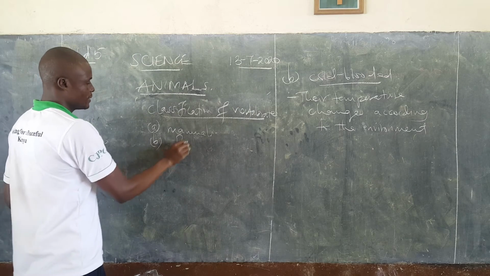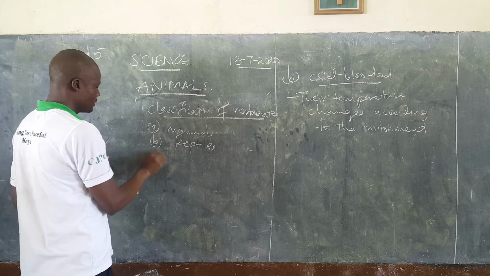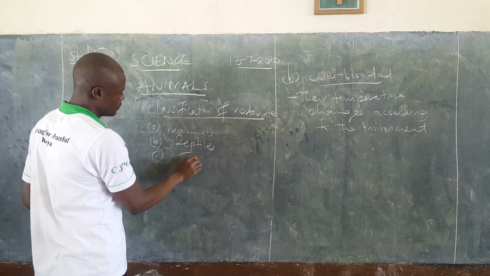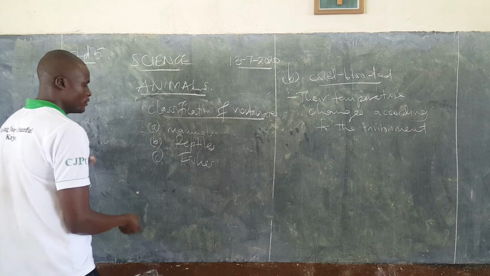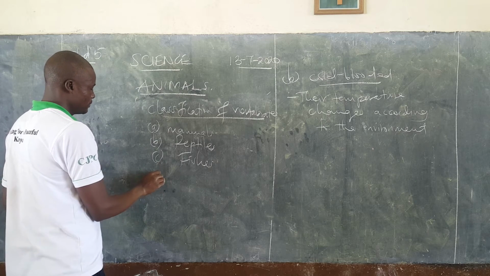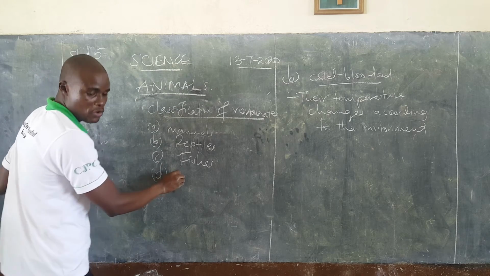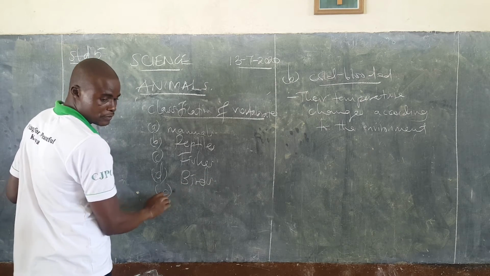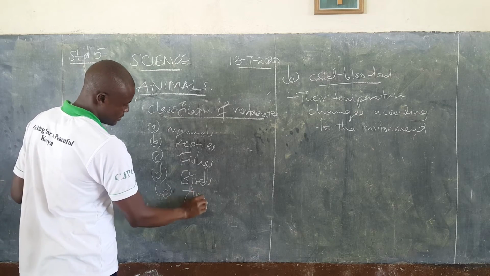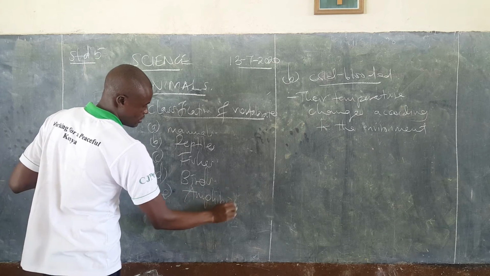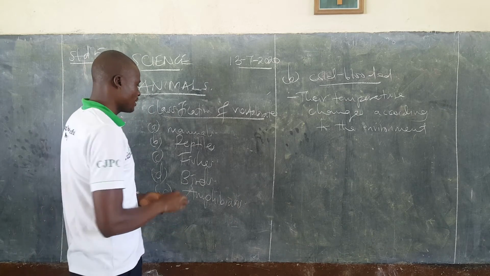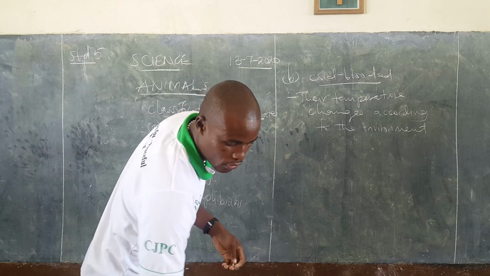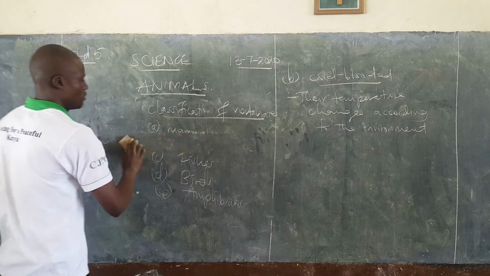Number 2, we have reptiles. Then C, we have the fish, or some can say fishes, because we have a number of them. D, we have the birds. And then finally, we have the amphibians. I've just named them like that so that we can now go into them well to know how each one of them behaves.